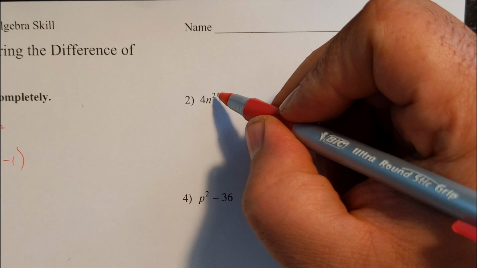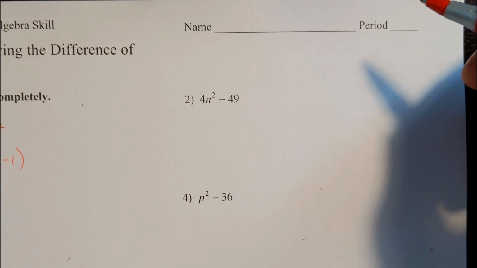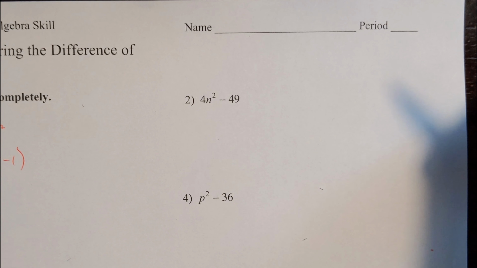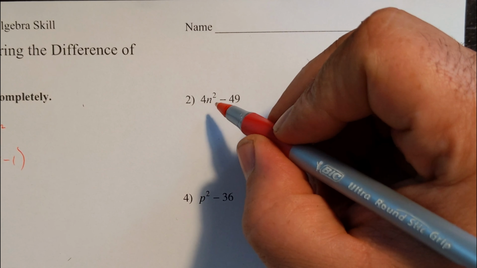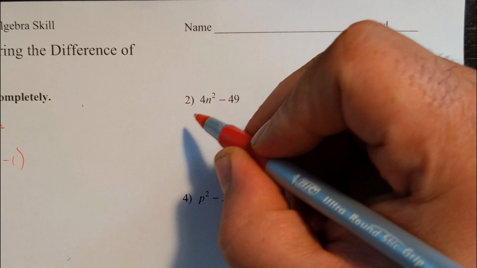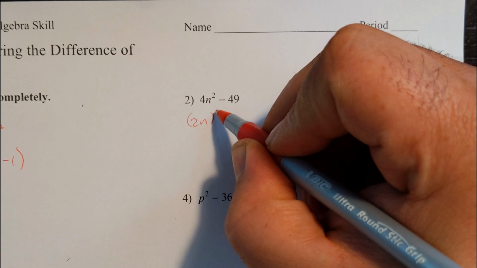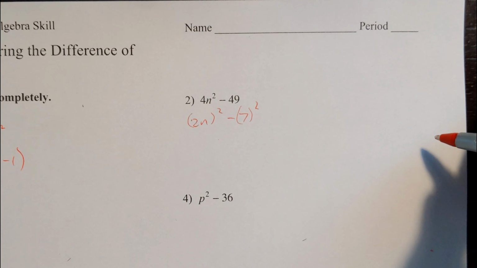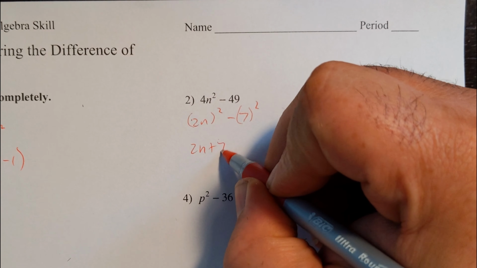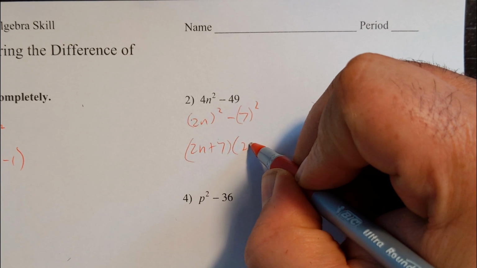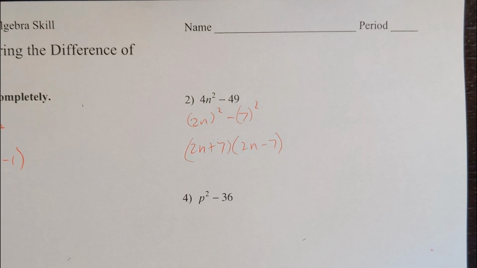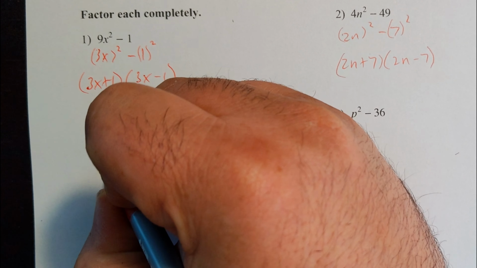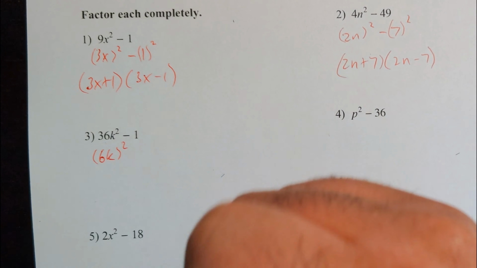Number 2, the 4 and the 49 don't have anything in common, so no need to worry about the greatest common factor. Then you go 4n squared is like 2n being squared. 49 is like 7 being squared. So 2n plus 7, 2n minus 7. And that's it.